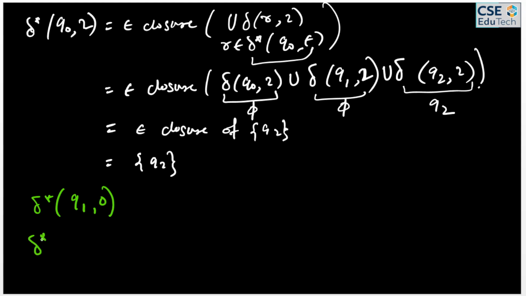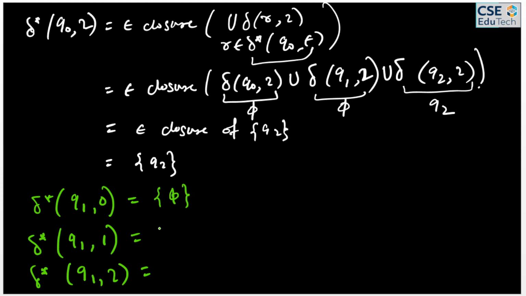Similarly we have to calculate delta star q1 1 and delta star q1 2, following the same procedure. We have to do this again for all. Now if we do this, we will obtain the result. It will give you the empty set, it will give you q1 q2, and it will give you q2 only. Clear?